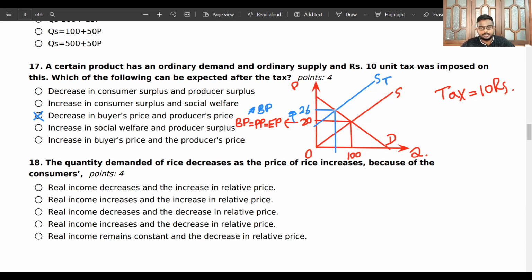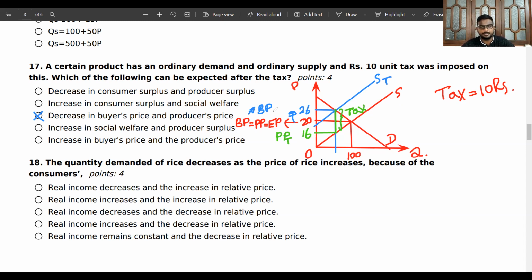Why? To find out the tax amount, you go to the new equilibrium point, right? From there, come to the old supply curve. The vertical gap between both these supply curves happens to be the unit tax amount. It will be equal to the tax value, that is 10 rupees. So this vertical gap in the graph will be exactly 10 rupees. So from 26, if you come down by 10 rupees, you'll end up with 16 rupees. That we call the producer price after tax.